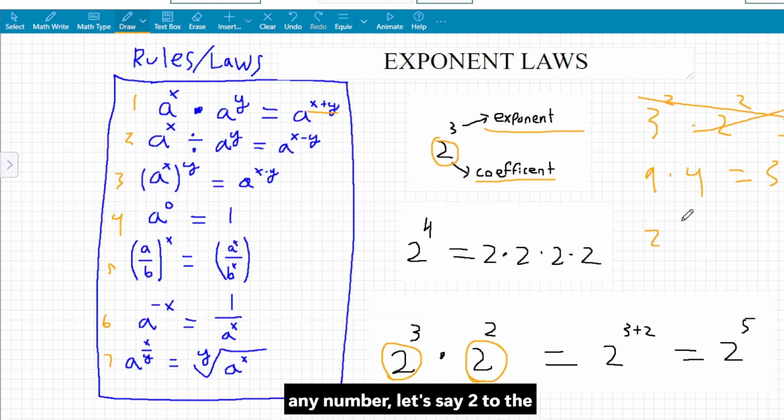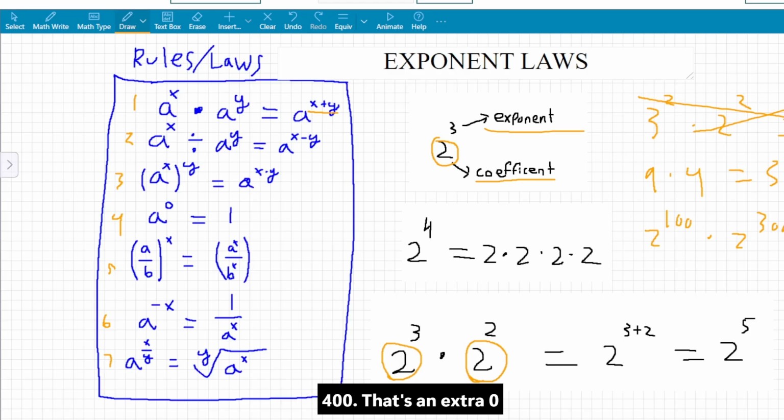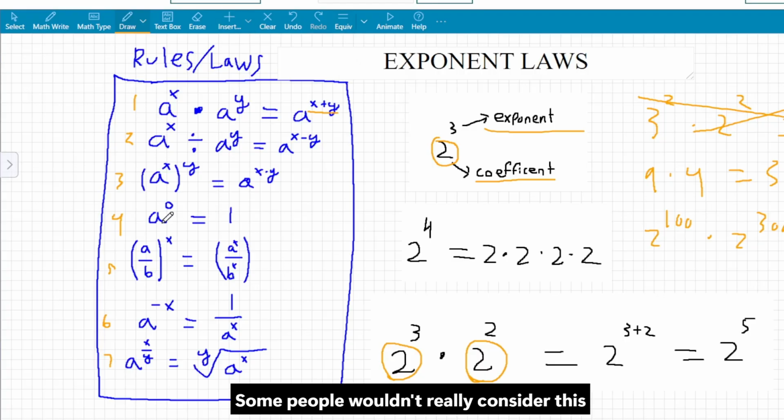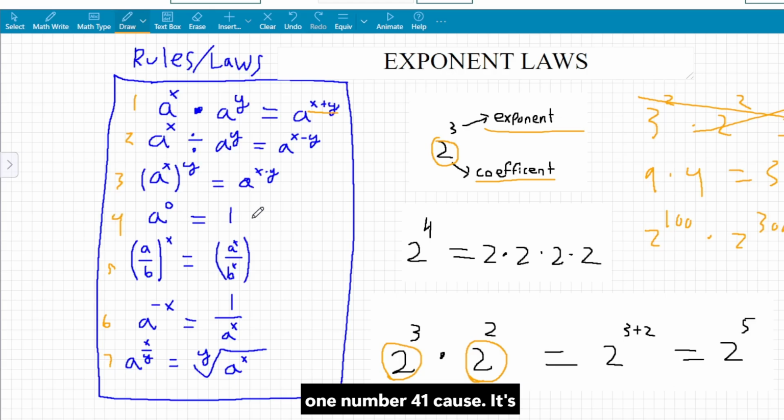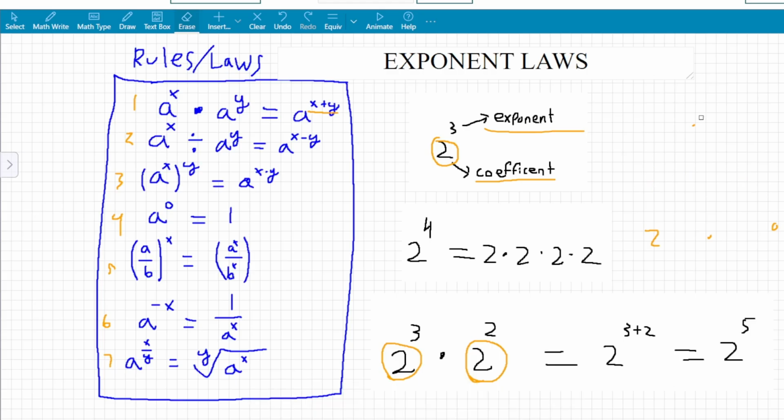Let's say 2 to the power of 100 times 2 to the power of 300. This would give us 2 to the power of 400. Oops, that's an extra 0 according to exponent laws. While we're here, there are 6 to 7 exponent laws. Some people wouldn't really consider number 4, because it's pretty easy. But we'll get into that in a bit.